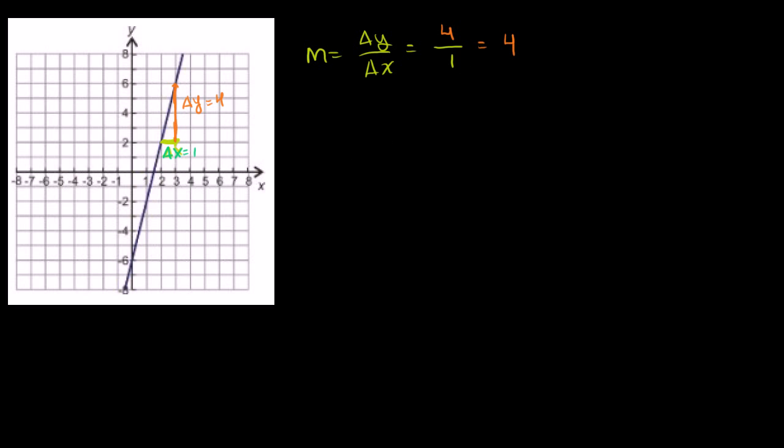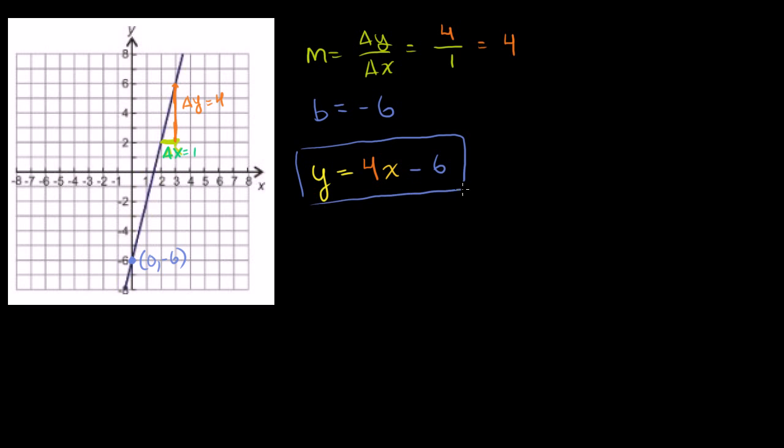And now, what's its y-intercept? Well, here we can just look at the graph. It looks like it intersects the y-axis at y is equal to negative 6, or at the point 0, negative 6. So we know that b is equal to negative 6. So we know the equation of the line. The equation of the line is y is equal to the slope times x plus the y-intercept. So y is equal to 4x minus 6. That is plus negative 6. So that is the equation of our line. Let's do one more of these.